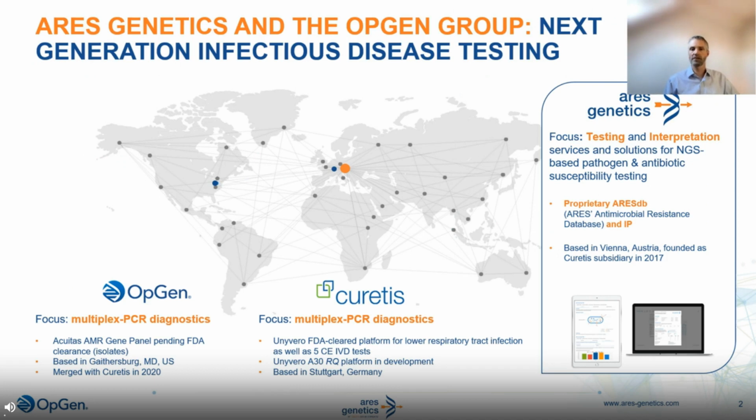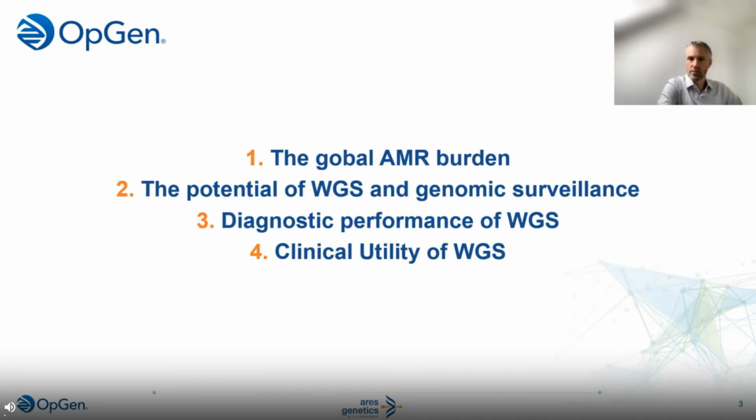As always, first a few words about Aries Genetics. During previous webinars, we have already explored the root causes for antimicrobial resistance, the need for antibiotic stewardship to counter the spread of AMR, and the positive effect that pathogen genome sequencing and surveillance can have on antibiotic stewardship efforts.